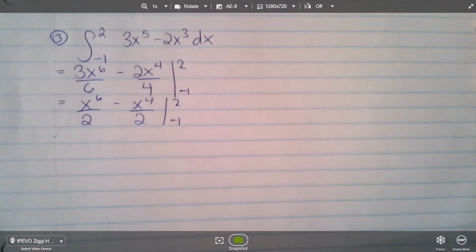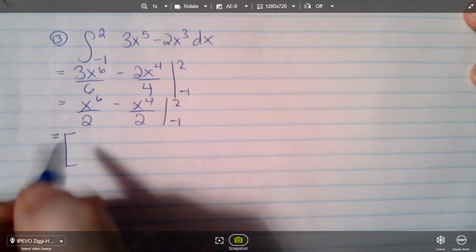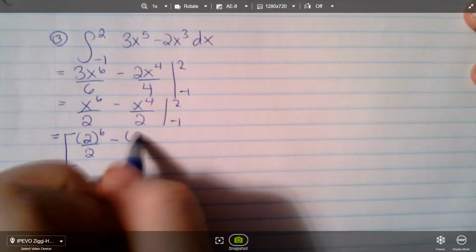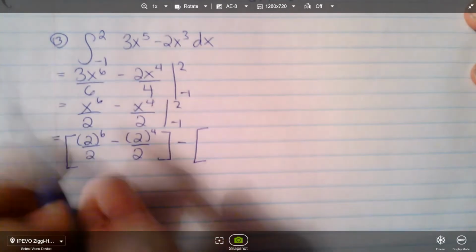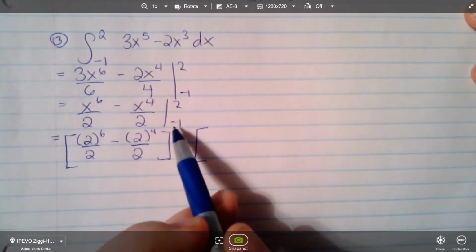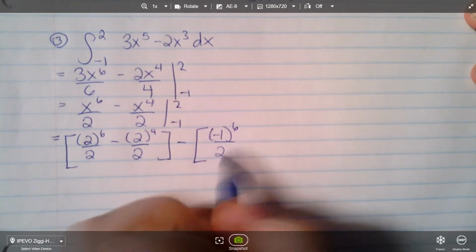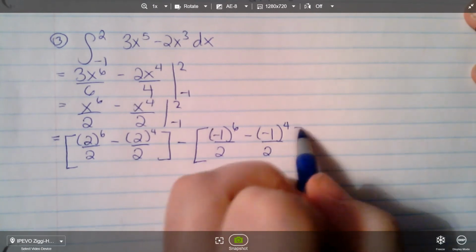Alright, so I have my simplified version. This is what I'm going to sub them into. Again, just like the last one, really just be careful what you're putting in. So you're going to have (2 to the 6)/2 minus (2 to the 4)/2, minus, in brackets, now this is minus 1, my other bound, so (-1 to the 6)/2 minus (-1 to the 4)/2.